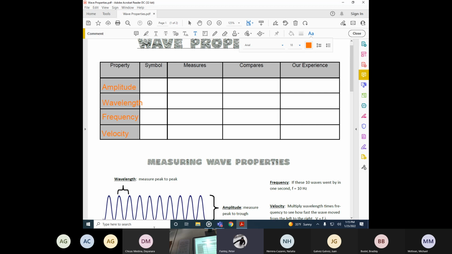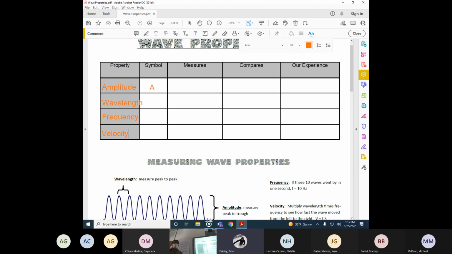All right, so everybody doing okay? We got those? Four properties that we're going to look at. All right, what is the symbol for amplitude? What would you expect? Yeah, it's A.